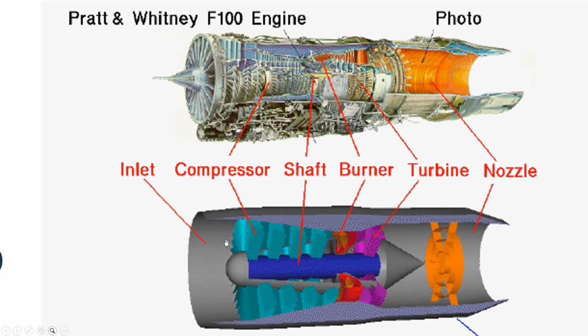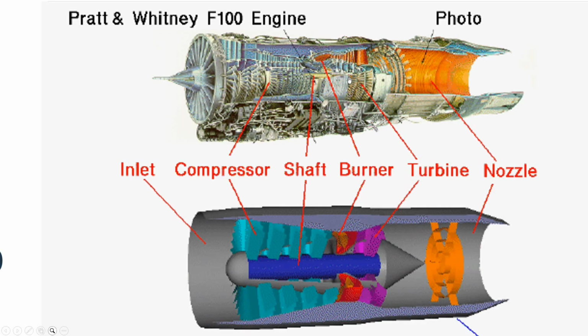Air is drawn into the engine through the aircraft inlet and then enters the compressor section. Inside the compressor, the air is compressed and its temperature is increased. This compressed, heated air is then directed into the combustion chamber. In the combustion chamber, fuel is added to the air and ignited. The burning fuel releases energy by heating and expanding the air, creating a high-energy exhaust stream.